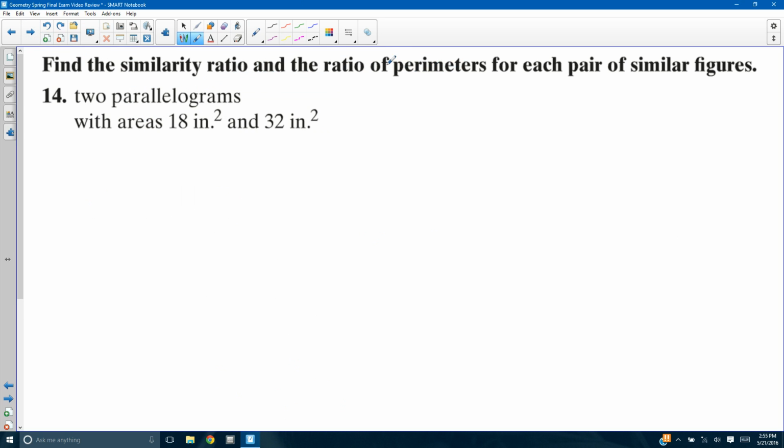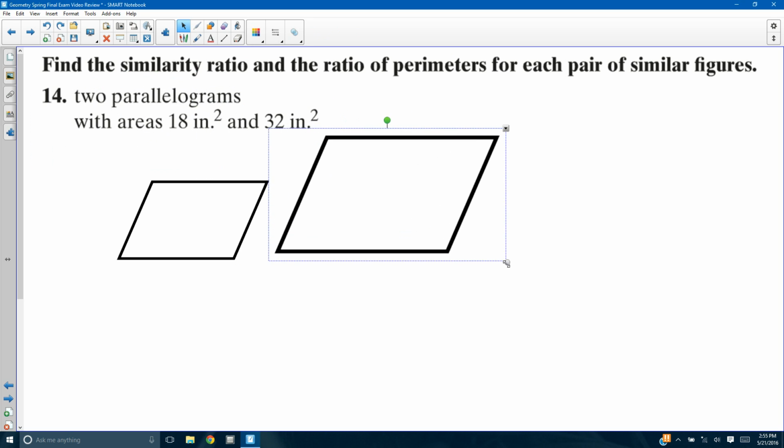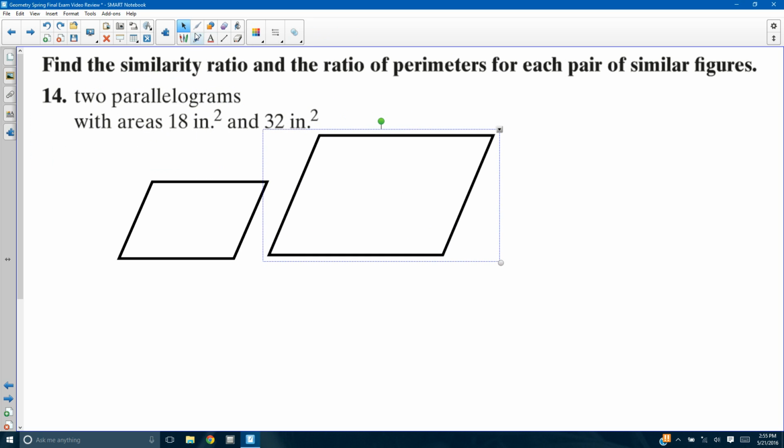Yes, here's another one. Okay, find the similarity ratio and the ratio of perimeters for each pair of similar figures. All right, this time you have 2 parallelograms of areas 18 and 32 square inches. Now I'm not going to officially draw these in such a way that they measure up perfectly, but I'll just draw a smaller and larger one to get the concept down one more time. Here's the one that's maybe 18 square inches. Let's say that one's 32 square inches, sure.